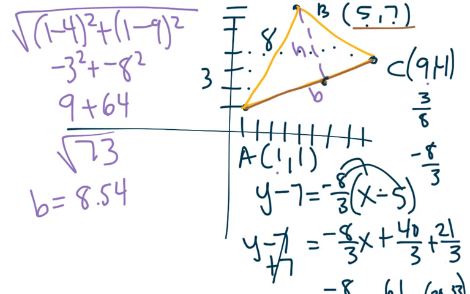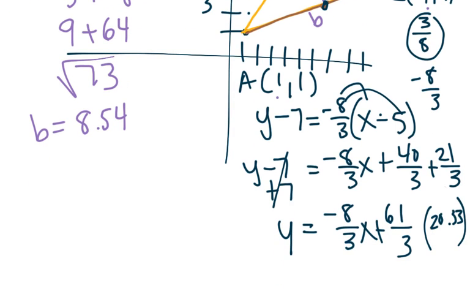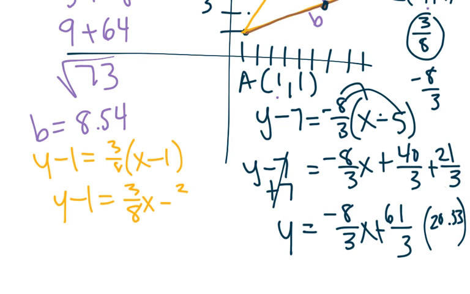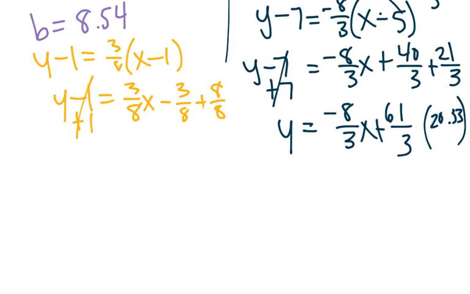Alright, now I need to find out where they intersect. So this equation, we need to figure out that equation too, don't we? So we would go, this point 1,1 seems easier. So I'd go y minus 1 equals our slope, 3/8, times x minus 1. So we get y minus 1 equals 3/8 x minus 3/8. Add 1 to both sides, and I think of that 1 as 8/8. Okay, so we get y equals 3/8 x. Negative 3 plus 8 would be a positive 5/8.